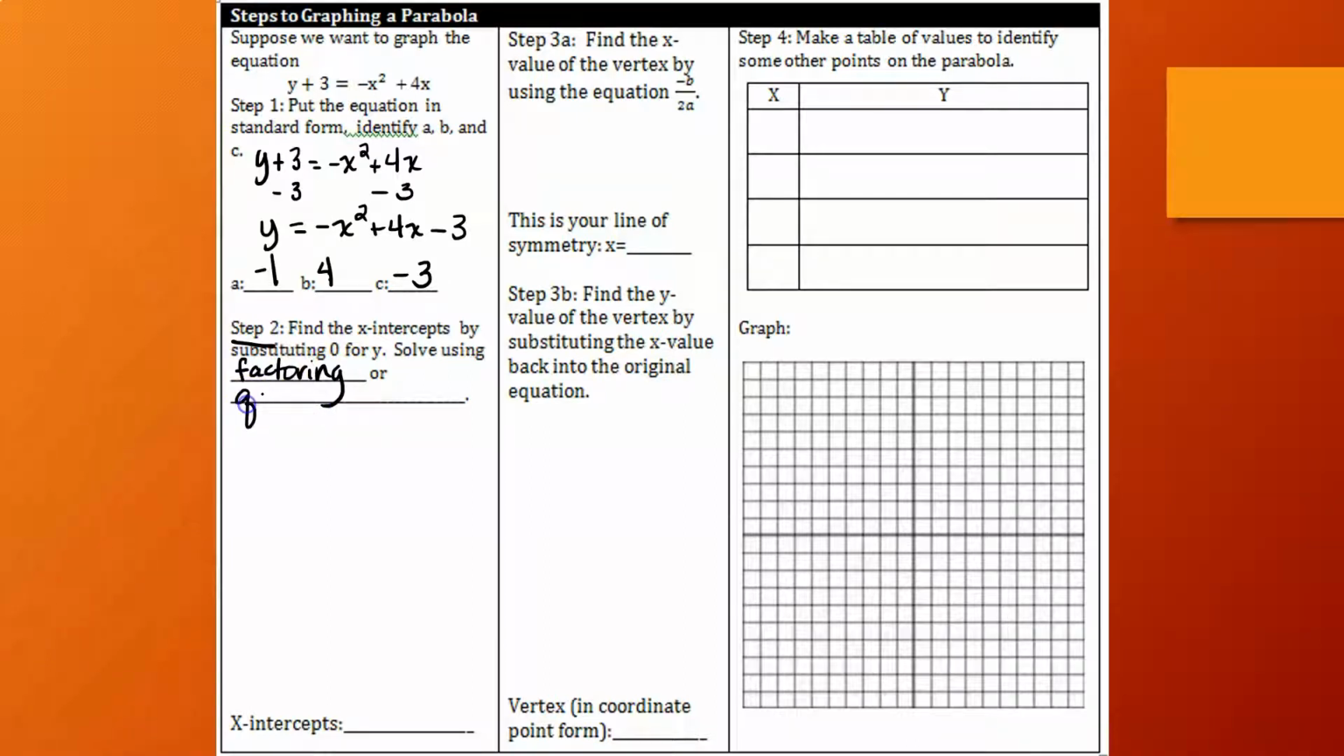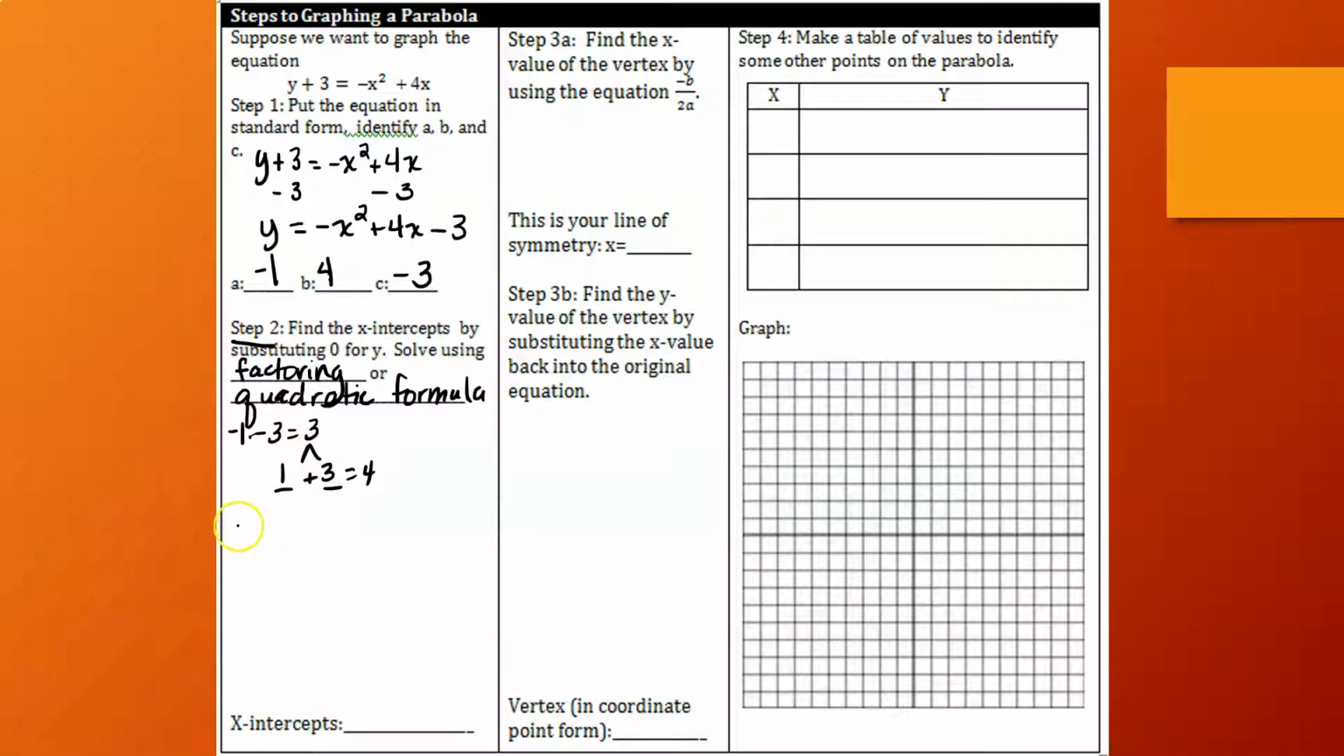Let's try factoring first. Remember, factoring doesn't always work. If it doesn't work, then we can use our quadratic formula. So let's check to see, can we find two numbers that multiply to be a times c, which is 3, and add to be 4? I can. Those numbers are 1 and 3, so I'm ready to factor.